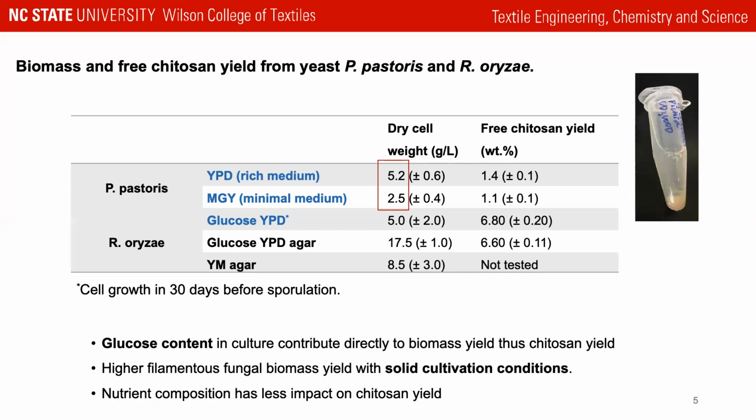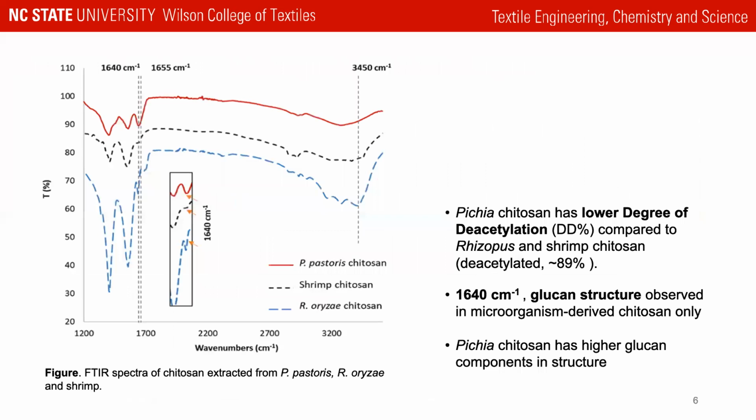Growth in minimum media or rich media has limited impact on the free chitosan yield. However, because the rich media gives a higher biomass yield, the total yield of free chitosan was higher using the rich media, the YPD. The FTIR spectra of chitosan from three organisms elucidated a solubility profile of different samples.